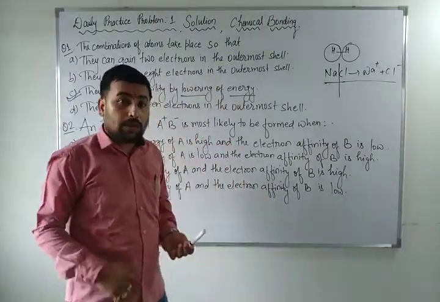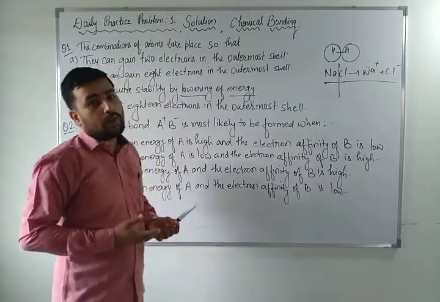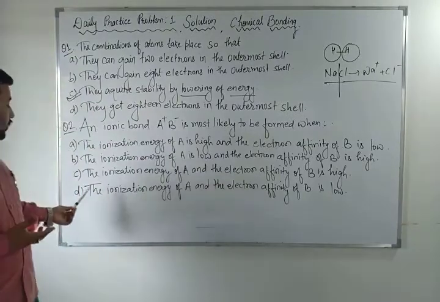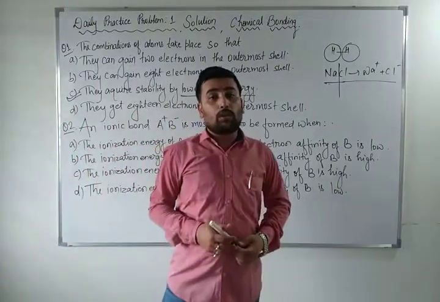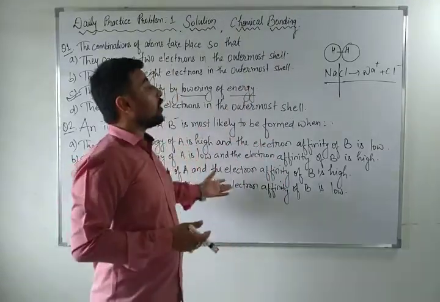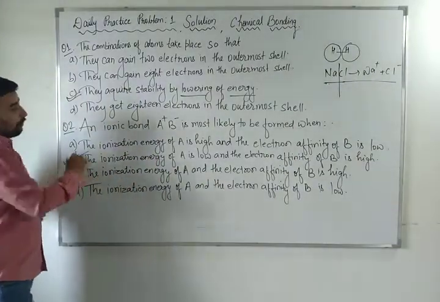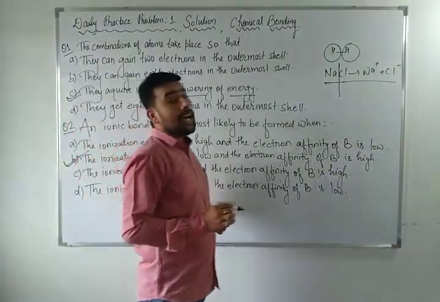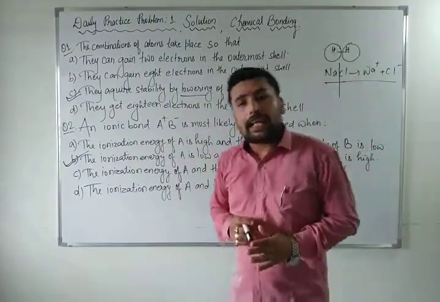Means both ionization energy and electron affinity will be high, then there will be no formation of an ionic bond or any bond. If the ionization energy of A and the electron affinity of B are low, then very difficultly a bond will be formed. So the right answer is option B, when the cation ionization energy will be low and anion electron affinity will be high.